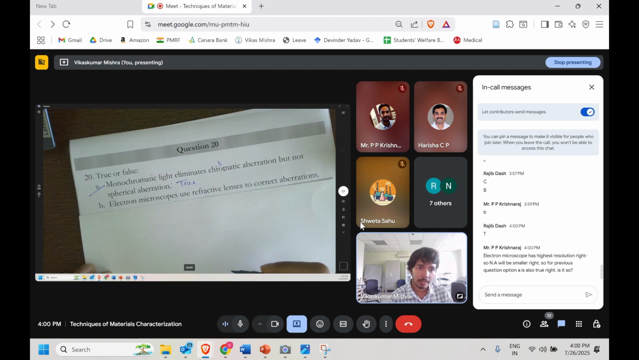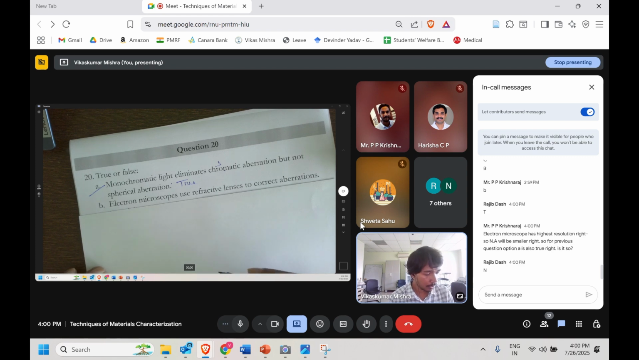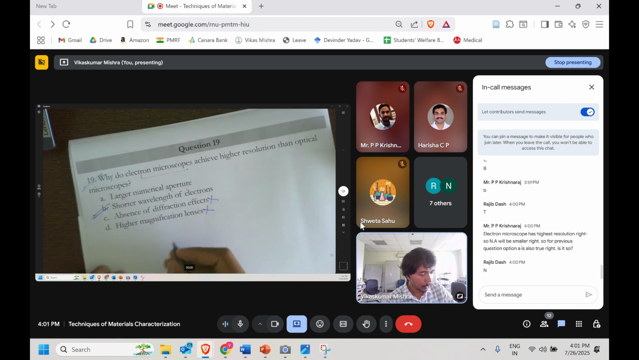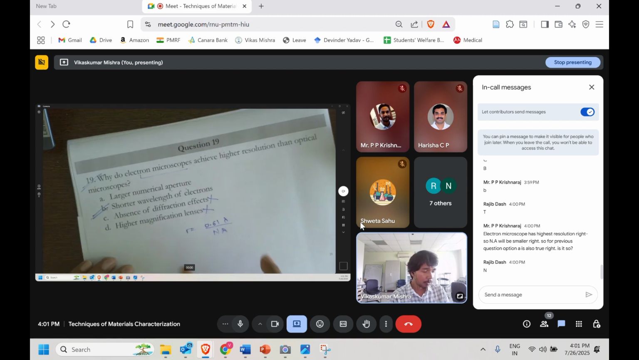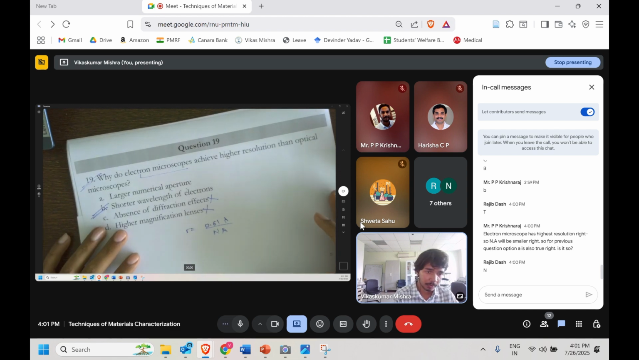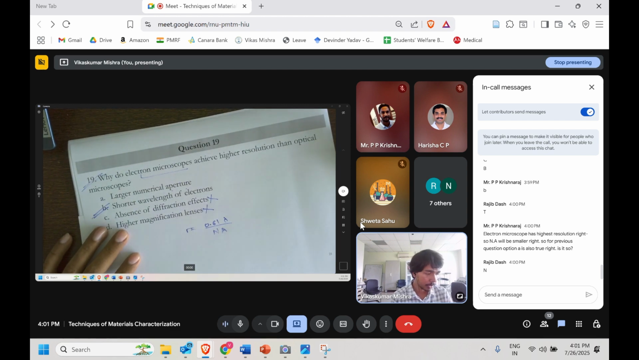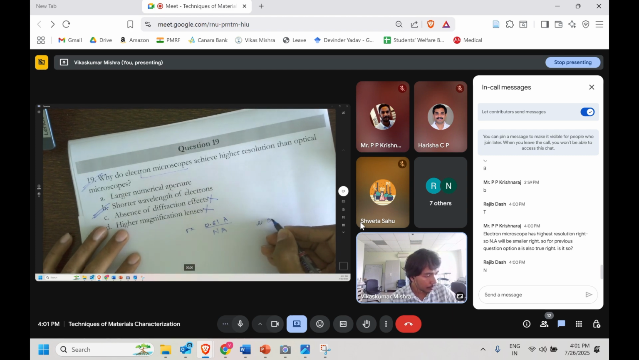The electron microscope has a higher resolution, right? So NA will be smaller, right? So for the previous question, option A is also right. For the electron microscope, resolution is given by 0.61 lambda divided by NA. Even though the formula is not 100% correct for electron and optical microscopy, because aberration and other things need to be accounted for, for the time being let's stick to this. The mu sin alpha.